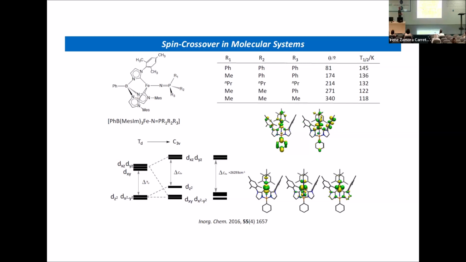So if you remember your advanced inorganic chemistry courses, they always tell you that tetracoordinated compounds should be high spin, because the splitting is too small and they are always high spin systems. But this particular molecule undergoes a transition.